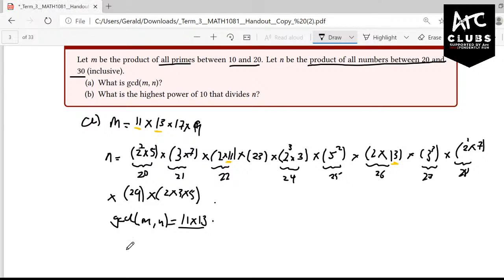So yeah, the GCD of m and n is just 11 times 13, and you can check that that is correct using a GCD calculator. Yeah. So there are probably other ways of doing it, but this will be very helpful for the second part. So that's just something to keep in mind, because you always want to do things to simplify your working for any parts that you haven't done.